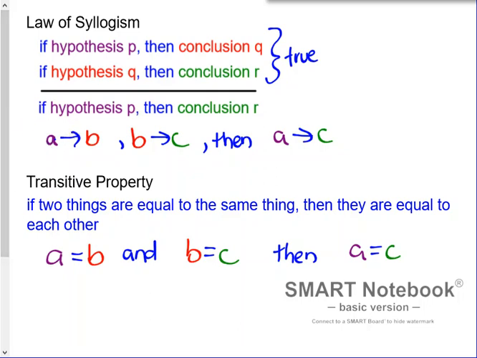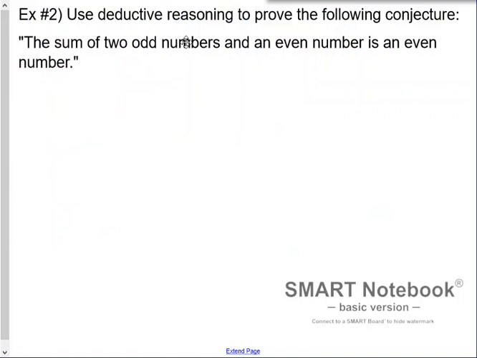Okay, so we're going to take a look at this. For example 2, we're going to use deductive reasoning to prove the following conjecture: the sum of two odd numbers and an even number is an even number. So in order to prove this, I can't just start taking two odd numbers and an even number, adding them together and seeing that I get an even number. That would be using inductive reasoning, and then I would have to check the sum of all the numbers, infinite numbers. We can't do that. We don't have the time. Nobody wants to do this.